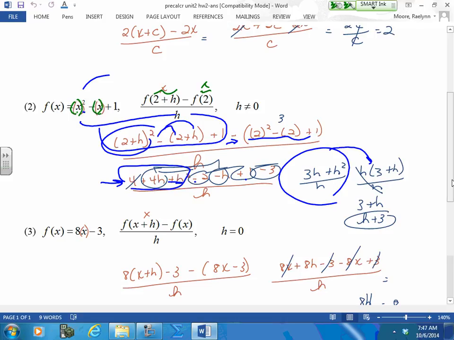Just a difference quotient. At the end of this course, we talk limits, and limits help make a little bit more sense out of your difference quotient. But if you go on to calculus, you're going to need to know how to do this.